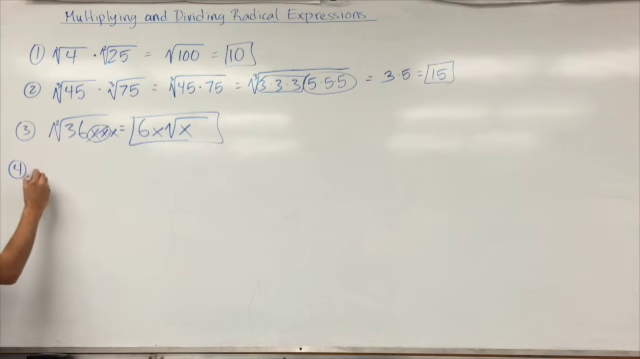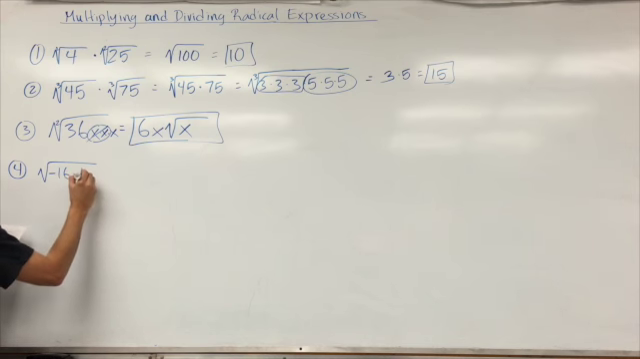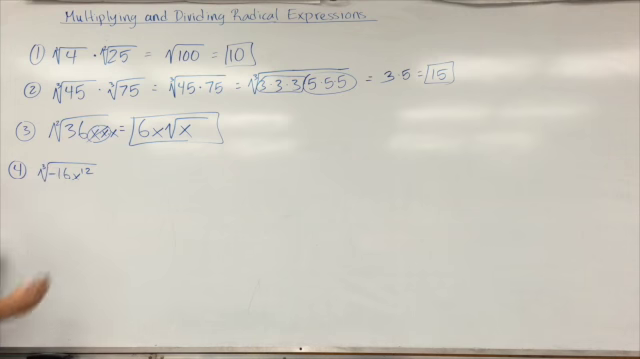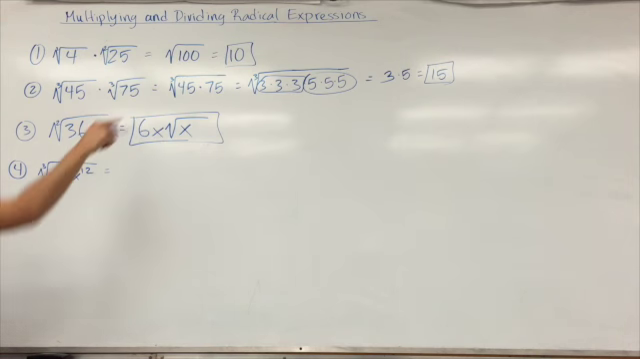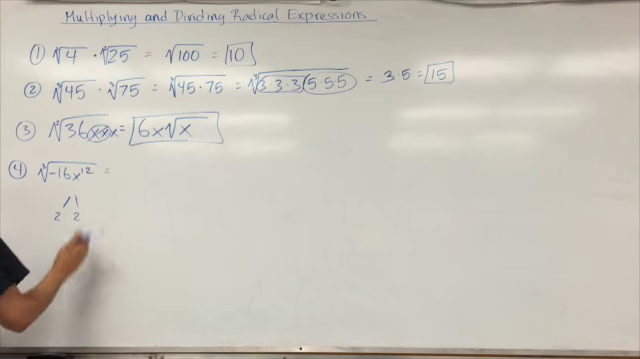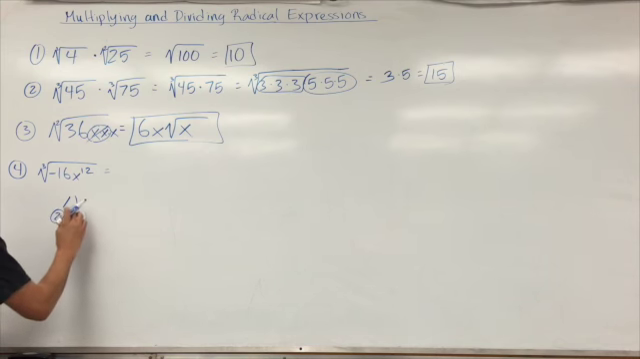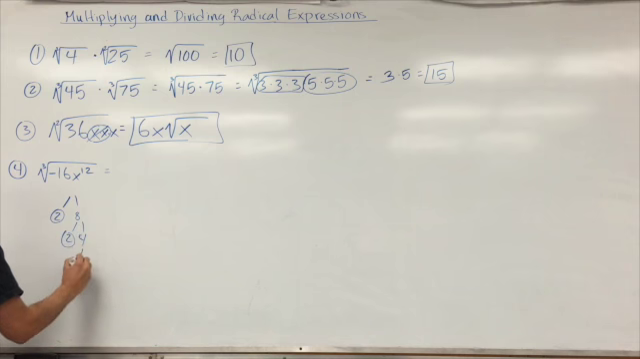Let's try this one. I have negative 16 x to the 12, and I want the cube root of that, not the square root, the cube root. I'm going to break it down the same way that I broke down that other one over there, okay? 16, if you break it down, is 2, wait a minute, it's 2 and 8, sorry. 8 is 2 and 4, and 4 is 2 and 2.